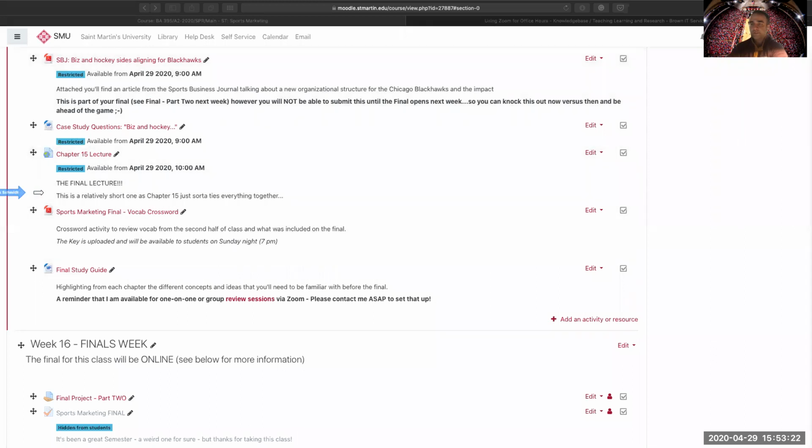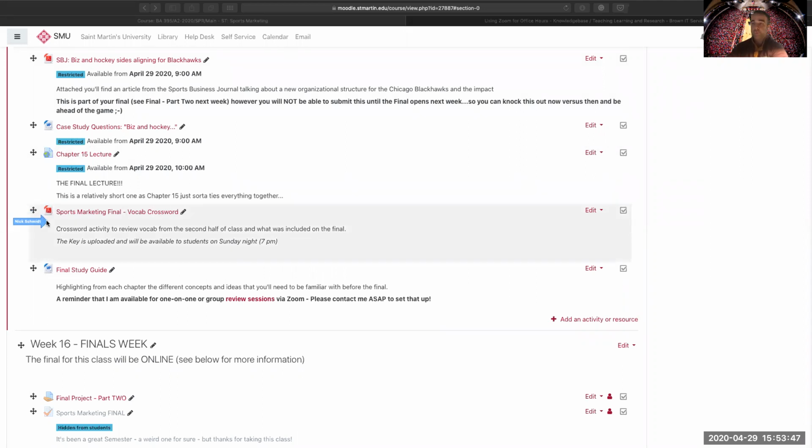Chapter 15 lecture is posted here. Relatively short one, ties everything together. I thought it did a nice job of, the book talks about everything as a standalone function, this does a good job of drawing the lines for you on how these all interact together. The vocab final crossword as well.